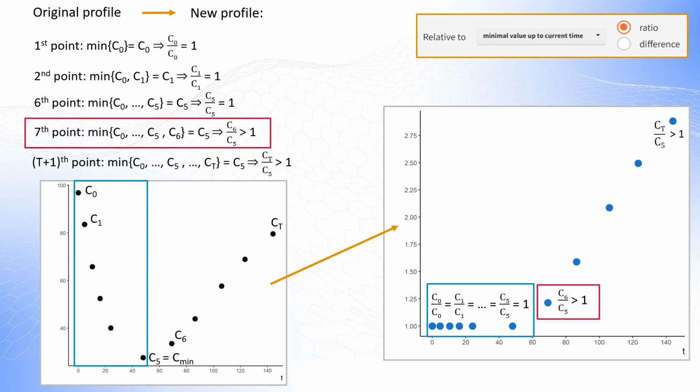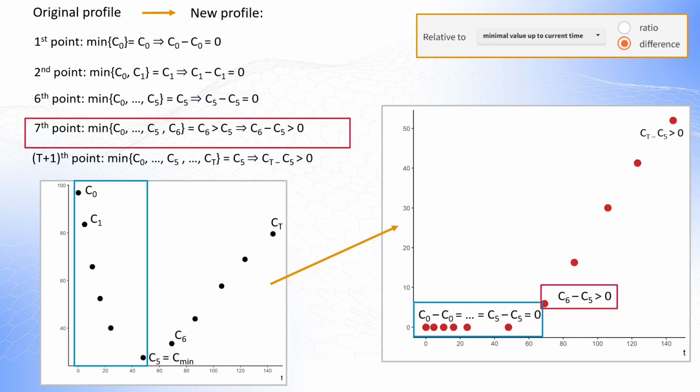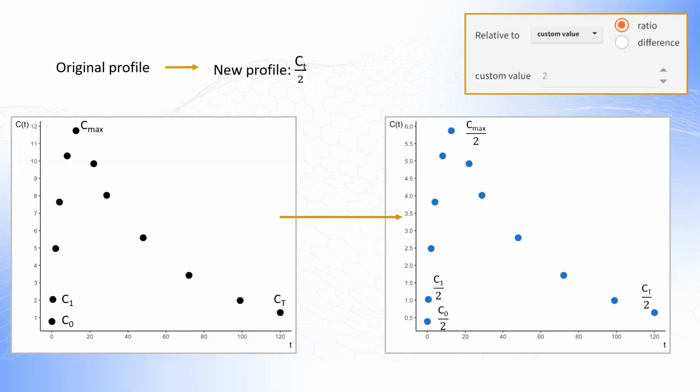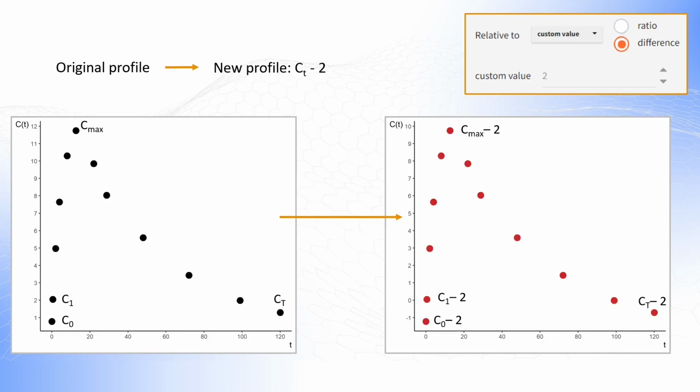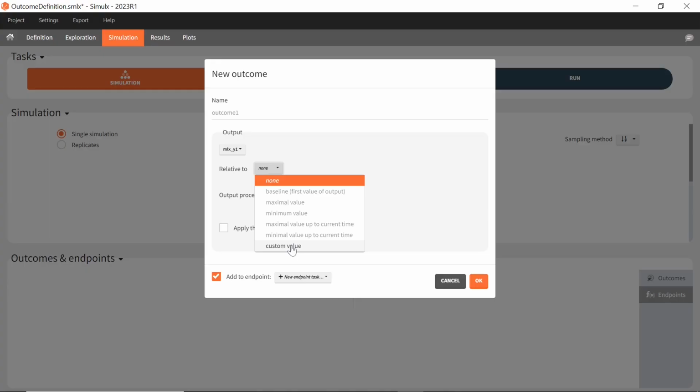The option minimum value up to current time follows the exact same logic as in the example before, except that instead of the maximum, the minimum is identified at the current time and taken as the reference value. Analogously for the difference. Last but not least, there is the possibility to select a fixed reference value with the custom value option. Again, either with the calculation of the ratio or the difference. After a form of profile modification has been selected, here we'll keep it to none.